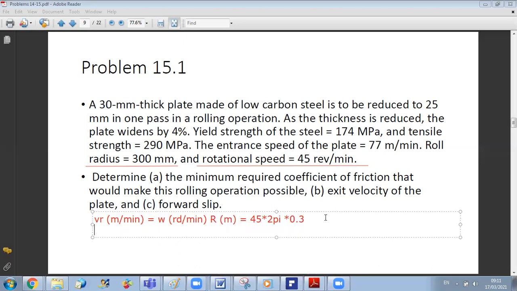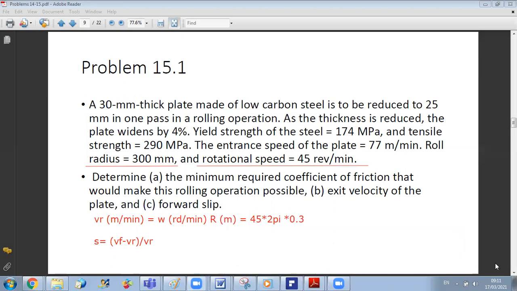And then once you find the value of VR, you say that the forward slip is given by V final minus VR over VR, and it will give you a dimensionless number, which is the forward slip. Okay? Any question on this?